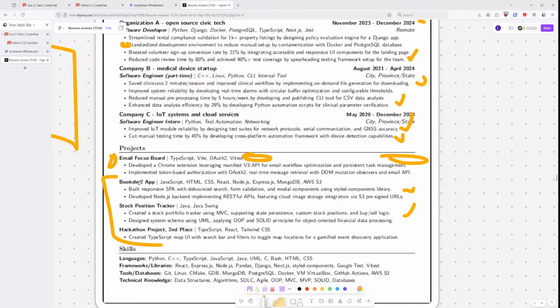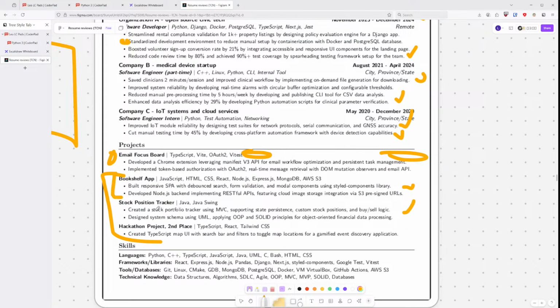Bookshelf app is a Node Express. Pretty basic stuff here. You can expand on this one as well, with full stack. You can add some stuff here. I think this is just a basic app, right? I think you can add a backend, add a front end, augment either side.